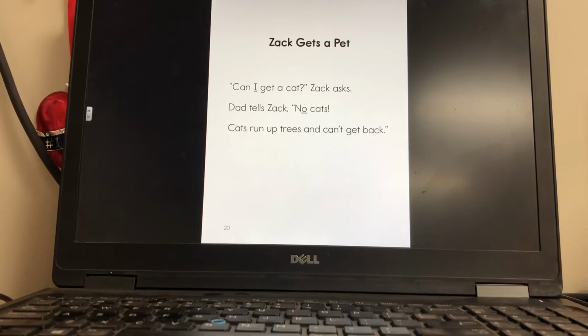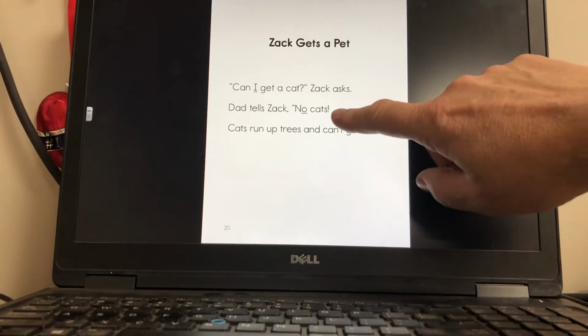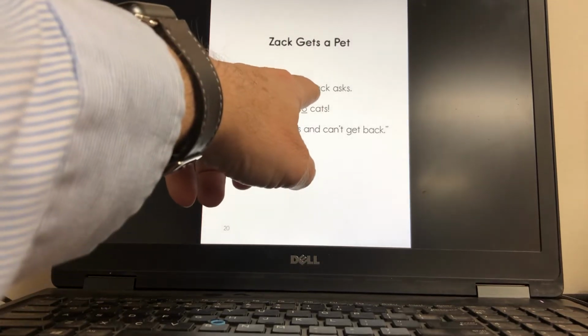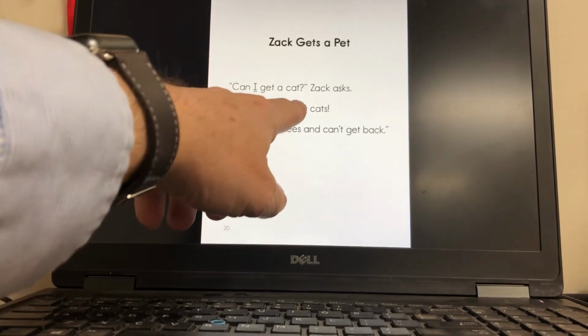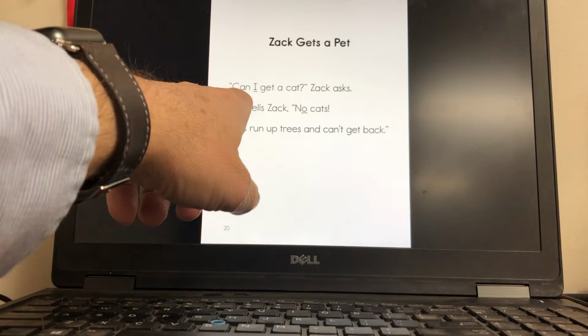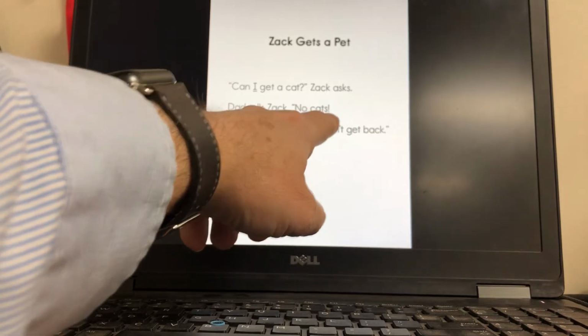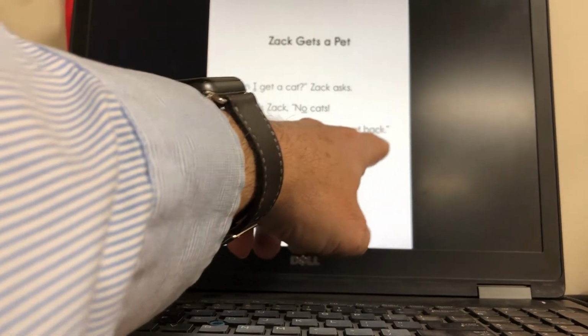Okay, let's talk about a few marks on here. There's the exclamation mark. So when we see no cats, we don't read no cats. Zack's dad says, no cats! Question mark up here. Can I get a cat? Zack asks. He's wondering if he can get a cat. And then the other marking that we need to see is quotation marks here and here, and then here and here. These are the words that Zack says, can I get a cat? And these are the words that Dad says, no cats, cats run up trees and can't get back.